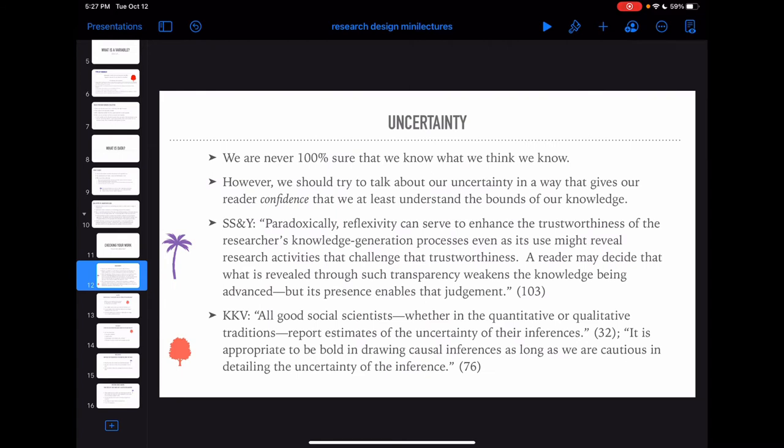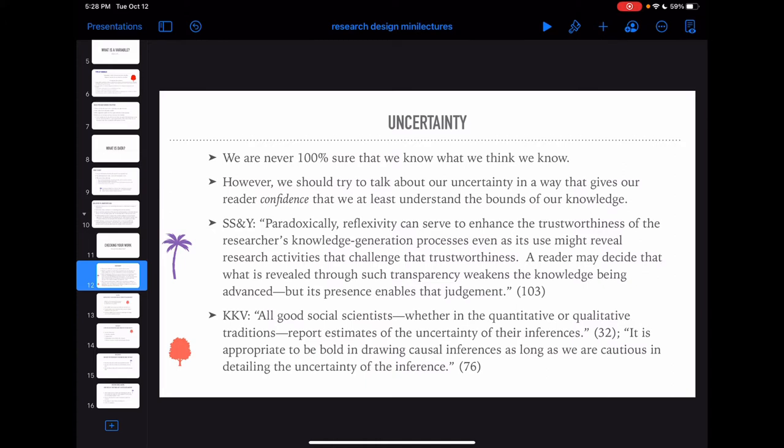So the first principle, which is just one of those things we all have to acknowledge, is that we're never 100% sure that we know what we think we know. This is not a positivist versus interpretivist thing. Nope, nobody is 100% sure ever, right? And we know that in order to be honest, we have to present our uncertainty in a way that helps the reader understand what is happening, right?